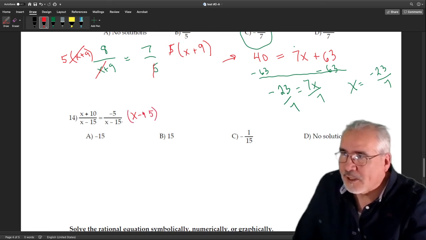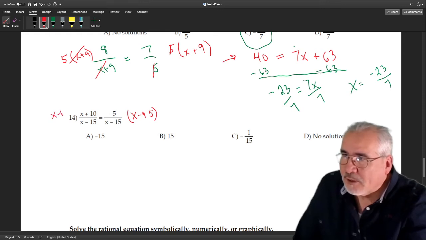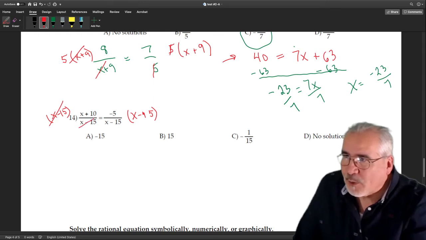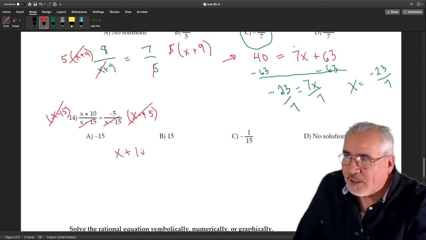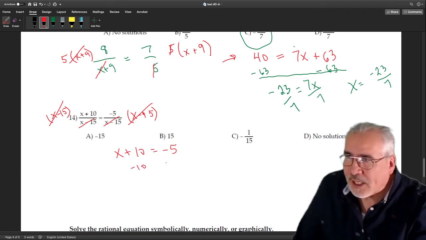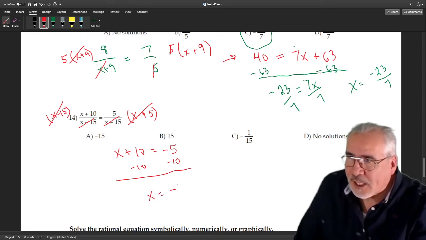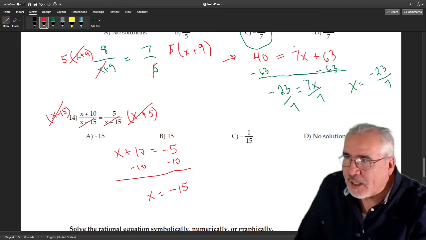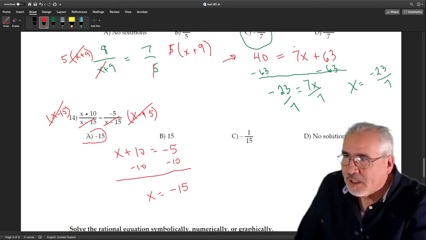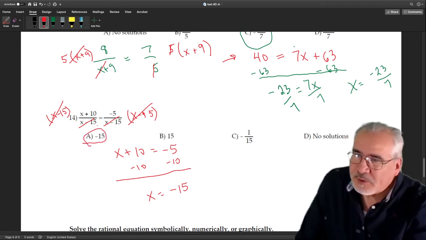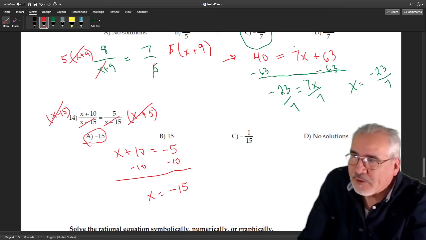x minus 15 on this side, x minus 15 on that side. x minus 15 cancels with x minus 15. x minus 15 cancels with x minus 15. We simply get x plus 10 equals negative 5. Subtract 10 from both sides. Leaves us with x equals negative 15. Boom, done. Simple.